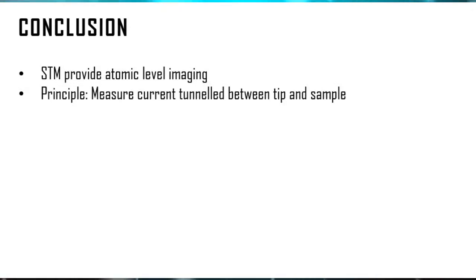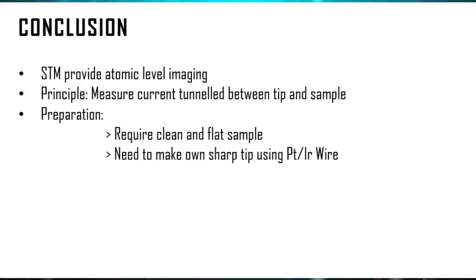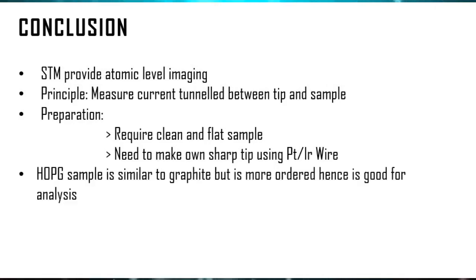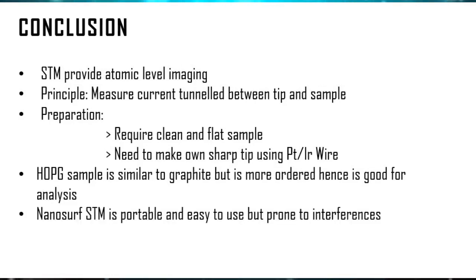So for this experiment as a whole, we can conclude that STM is indeed able to provide atomic level imaging. And the working principle is to measure the current tunneled from the tip to the sample when a bias is applied. It is good to prepare a clean and flat sample for analyses, and that a sharp tip is prepared from platinum iridium wire. HOPG is usually preferred over graphite because of its atomic arrangement. The NanoSurf scan used here is portable and easy, but prone to interferences.